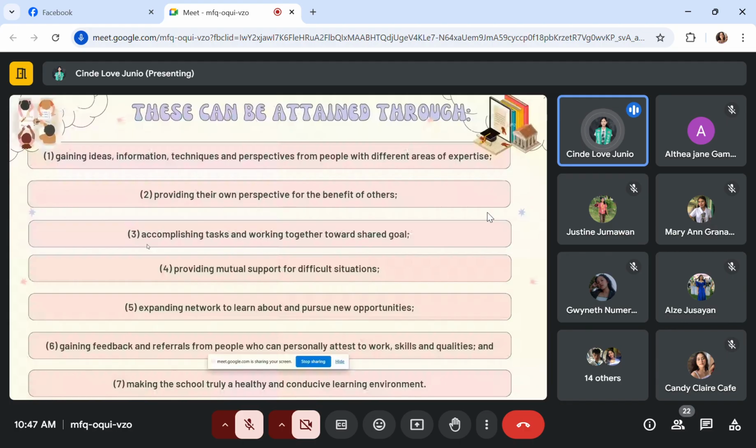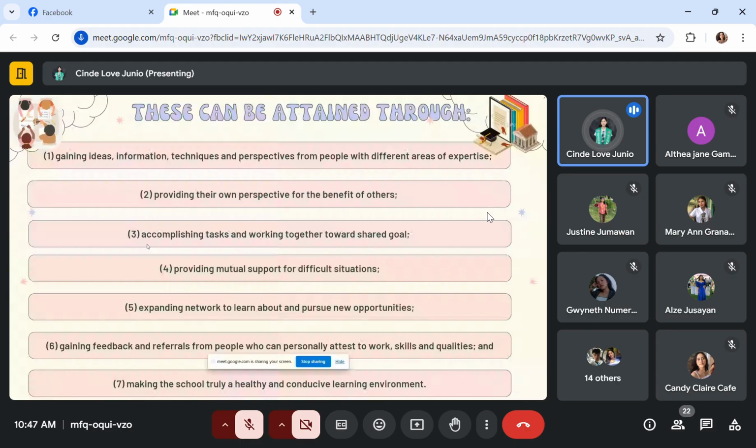Next is providing their own perspective for the benefit of others. So your thoughts and opinion can help others. So, for example, you have a thought or an idea on how to finish your project very easily or very fast. Then three is accomplishing tasks and working together toward a shared goal.